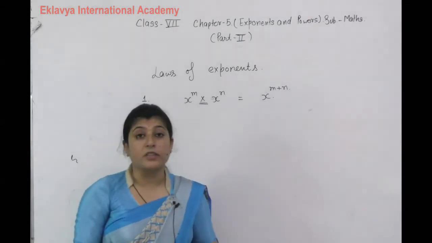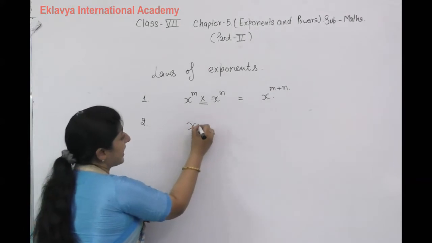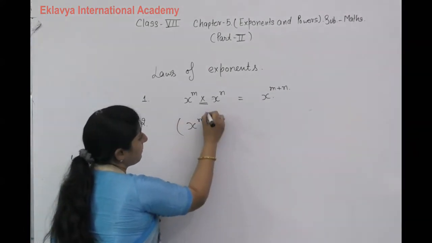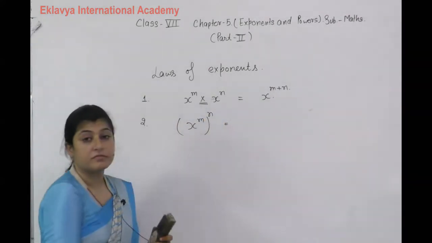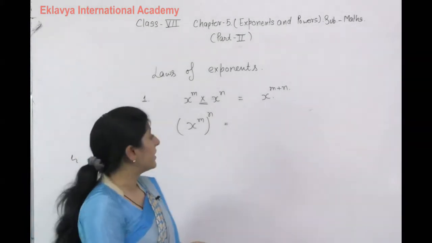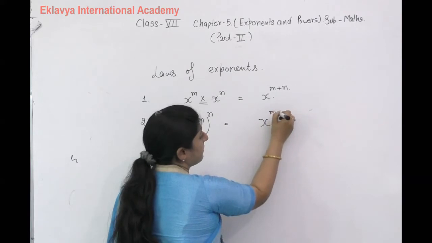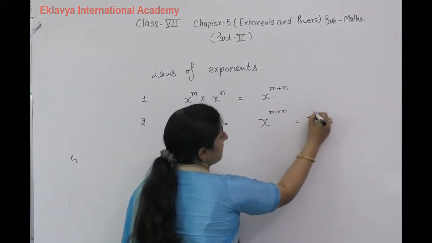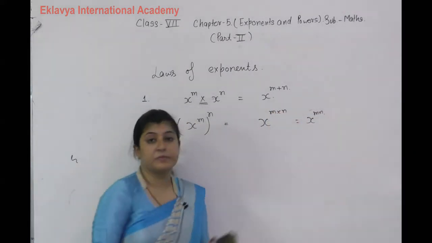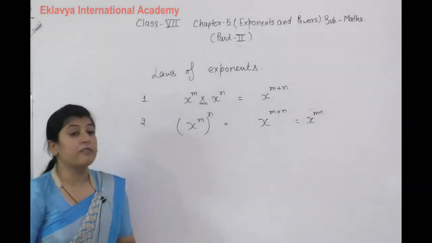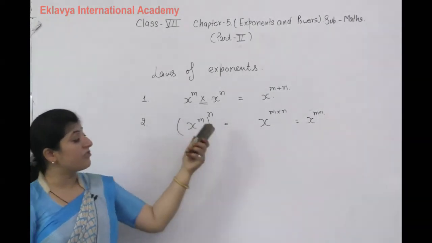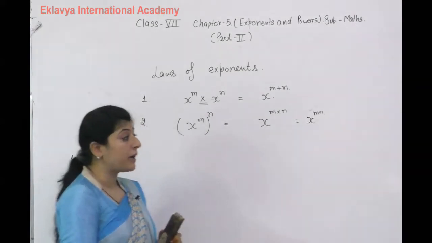Okay, now check the next law of exponents: power of a power. Suppose x power m, whole power n. Power of a power, then how do we solve it? We will multiply the powers. It becomes x power m into n. With power of a power, on the same base, we multiply the powers.